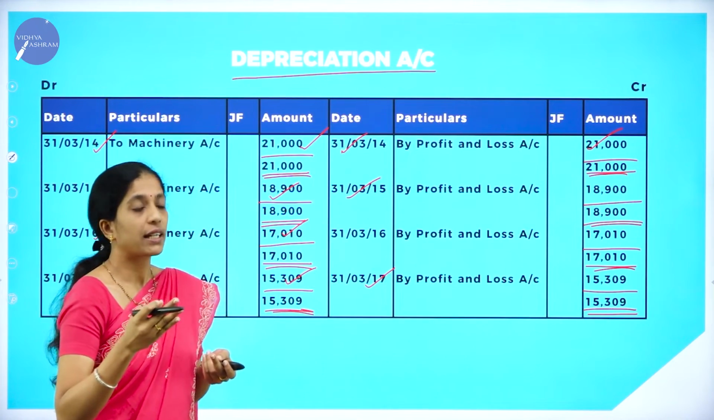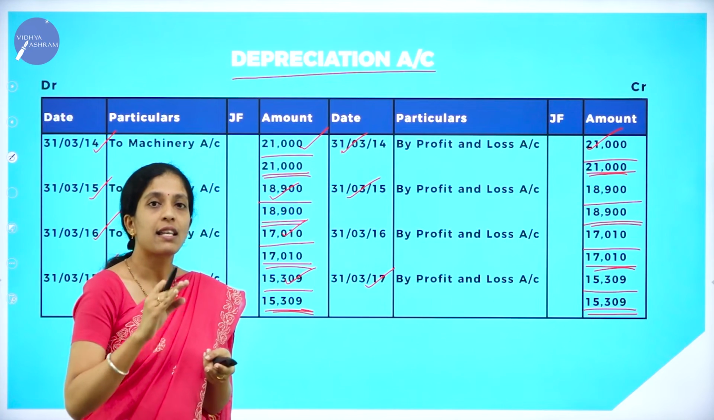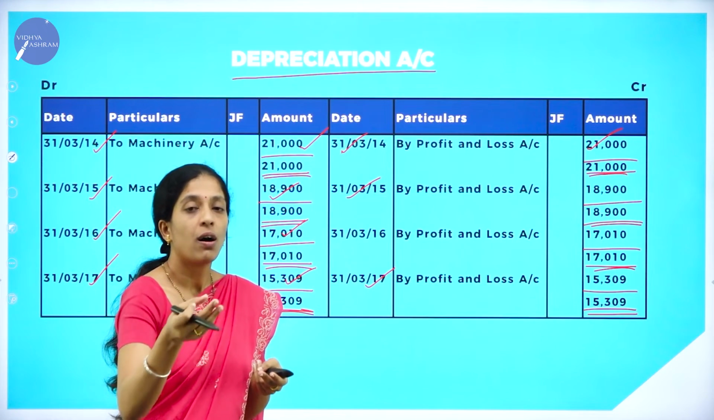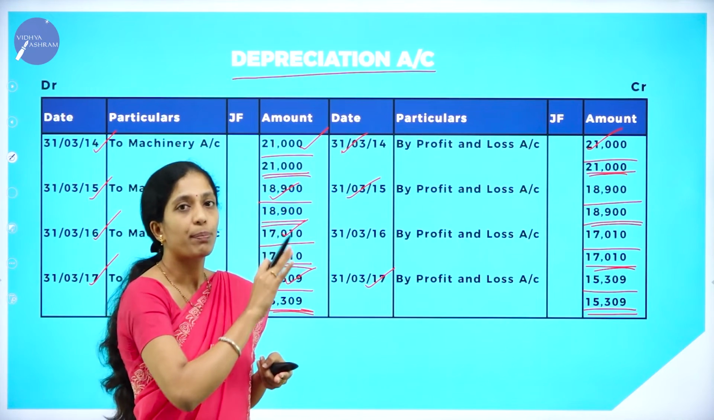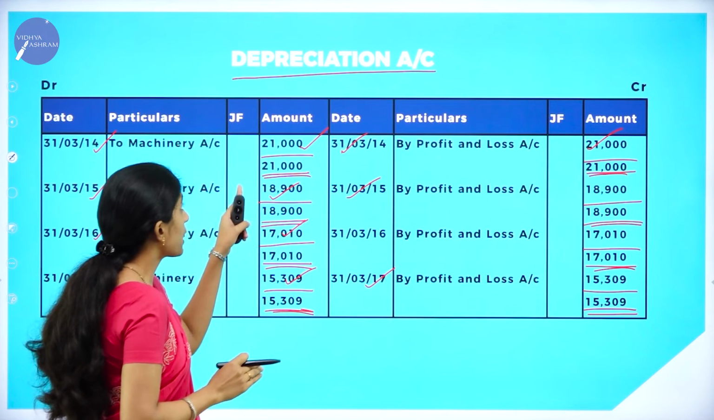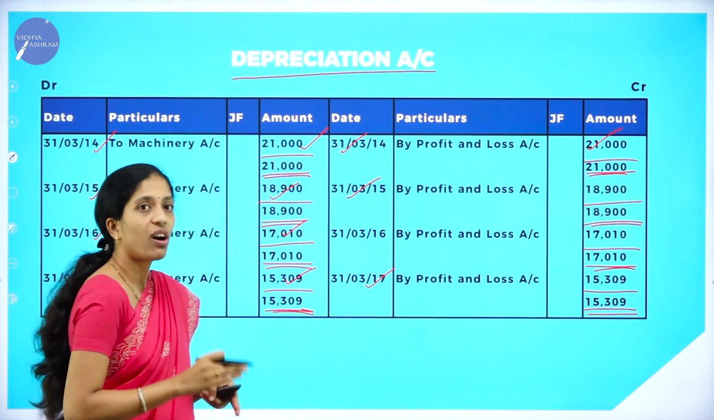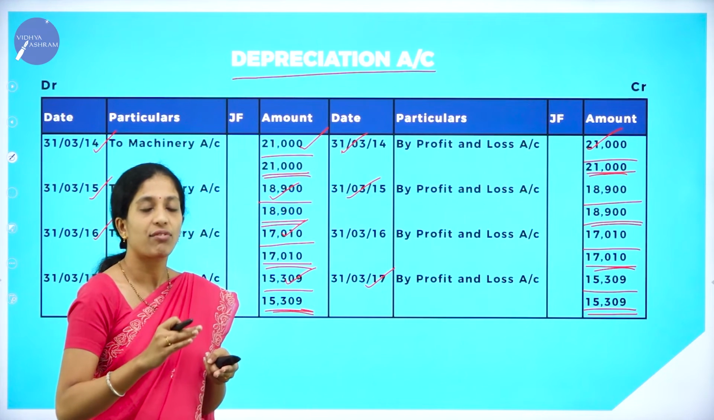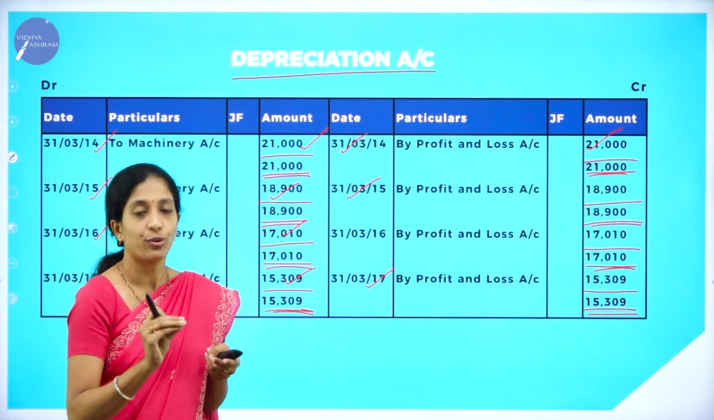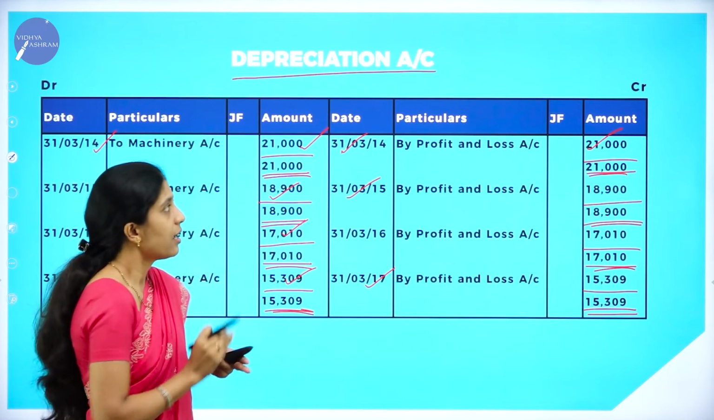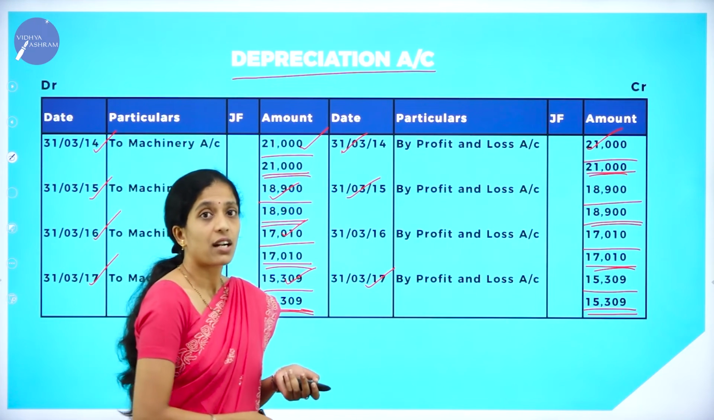But in case of straight line method, all the year the value of depreciation will be same unless they have sold the machine in between or they have purchased the machine in between. Other than that, the value of depreciation will remain same. But here in case of written down value method, the value of depreciation goes on diminishing because each and every year we are going to calculate the depreciation on written down value of that particular asset. So this is how we are going to prepare depreciation account. Hope you have understood the problem.